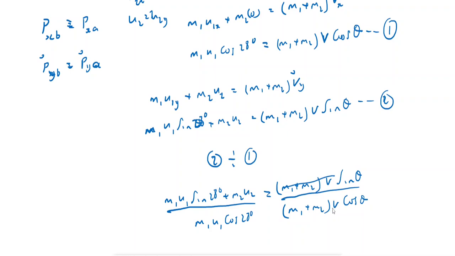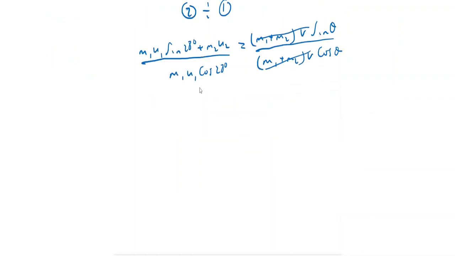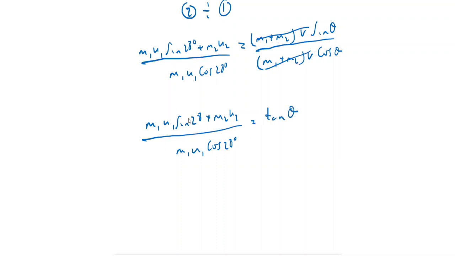So you can see that all of this basically cancels one another. And then you basically have m1 u1 sine of 28 plus m2 u2, over m1 u1 cos of 28. And then the right-hand side becomes sine over cos, which is the same as tan of theta. So you know everything here, and you can just find out what tan of theta is going to be.